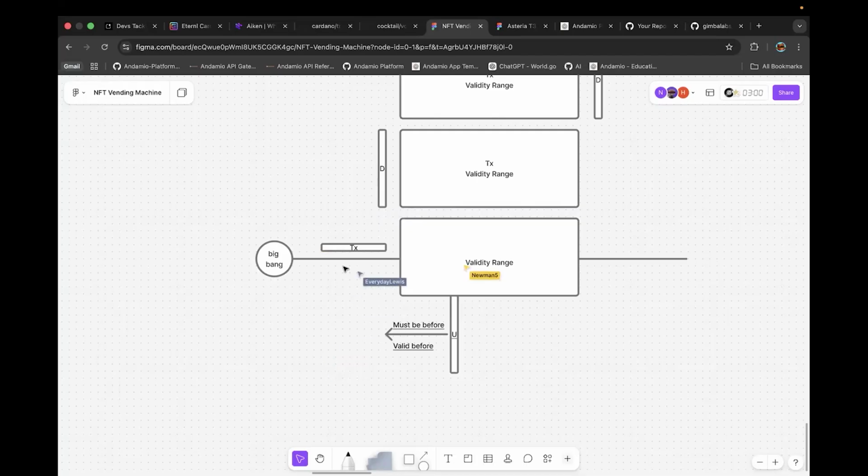Wait a minute. I've been thinking, and I think it doesn't really matter, to be honest. I went back to the beginning and what you were saying about the validity range coming from the transaction, right? I don't think that really matters, since basically everything depends on the transaction builder, right?